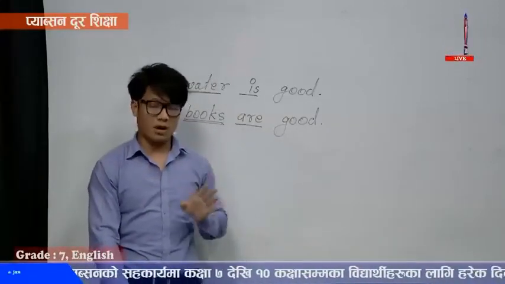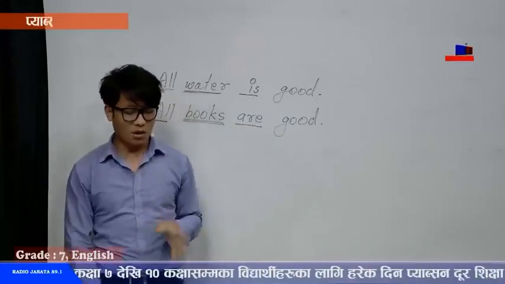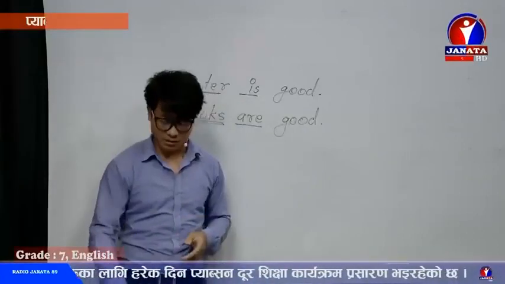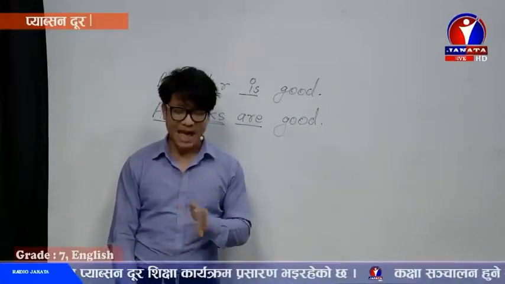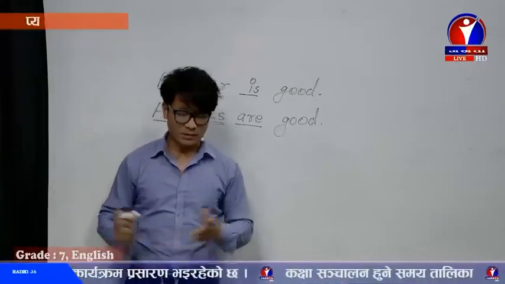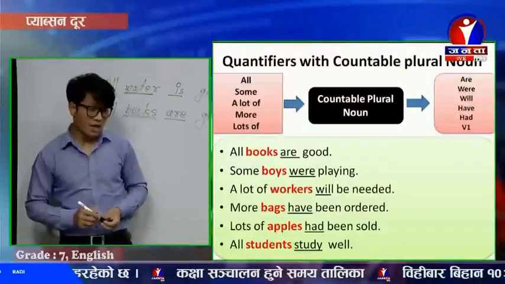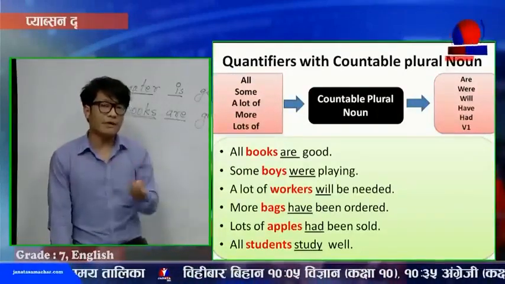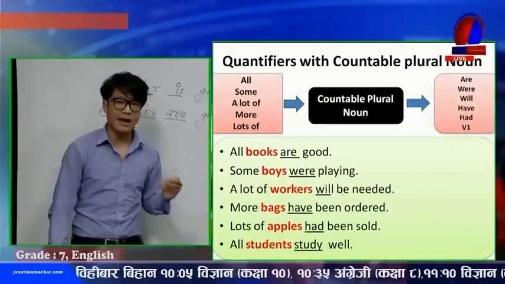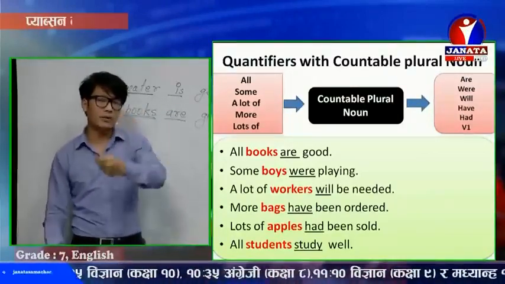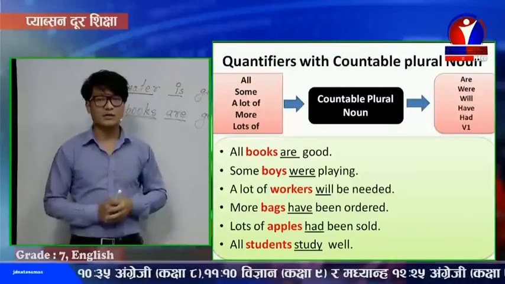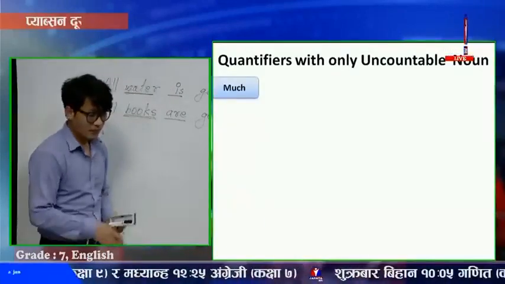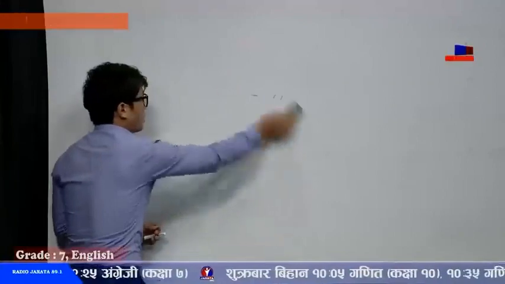Now let me show you more examples here. Some boys were playing. A lot of workers will be needed. More bags have been ordered. Lots of apples had been sold, and all students study well. So I hope that you have learned here to use a verb if there is an uncountable noun after quantifiers, or a countable plural noun after these quantifiers. I hope you have learned. Now let's start another.